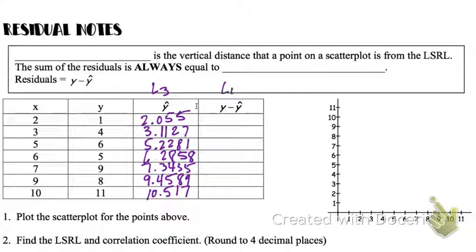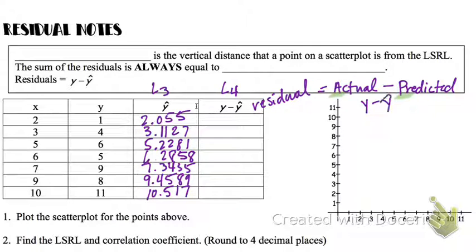That's my list 3. For my list 4, this will actually be my residual list. The formula for residual is actual minus predicted. You can write that somewhere. Actual minus predicted. The way I remember that is we are in AP statistics, AP. And with the variables, it's y minus y hat. But it's your actual y value minus your predicted.